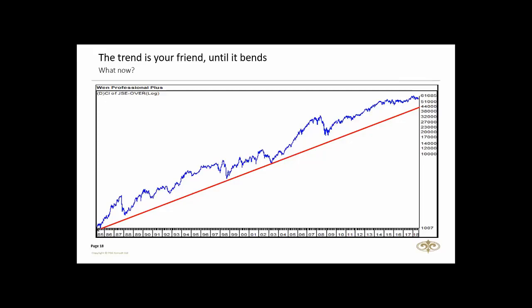Remember, the theme of today's presentation was: the trend is your friend until it bends. Looking at this long-term chart of the JSE All Share, first of all, you can see that the trend line has never been broken. Many prudent investors would say it's not timing the market, it is time in the market. That just highlights the long-term secular bull market. So think of that: it's not timing the market, it's time in the market.